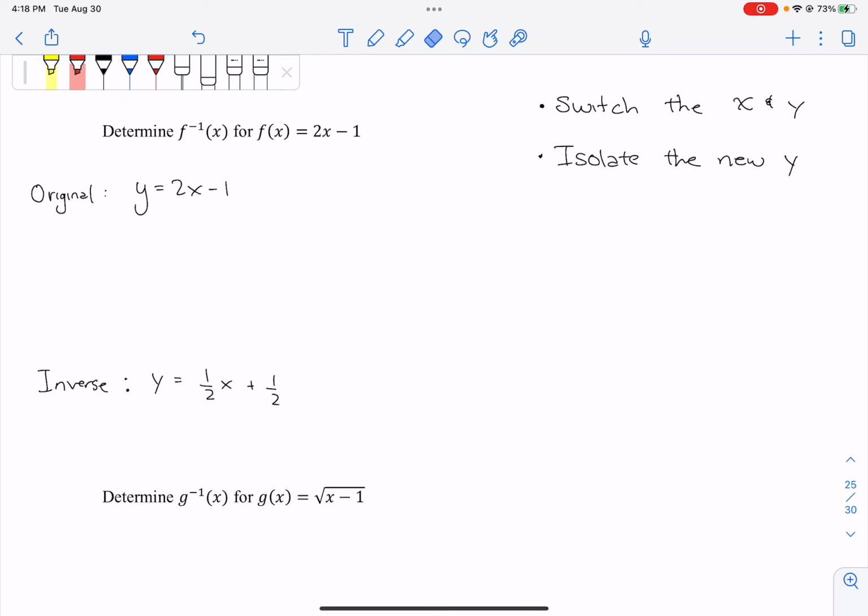And let's see if what I said about the numbers flipping was true. I'm going to pick a random point that exists on here, maybe (3, 5). If I plug in 3, I get 5. If I plug in 5 over here, that becomes 5/2 plus a half, which is 6/2, which is 3. So if I have (3, 5) here, and I plug in 5, I get (5, 3). So we found an inverse function just by using these two things.